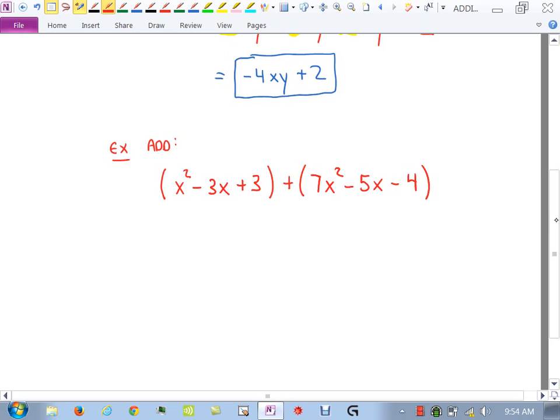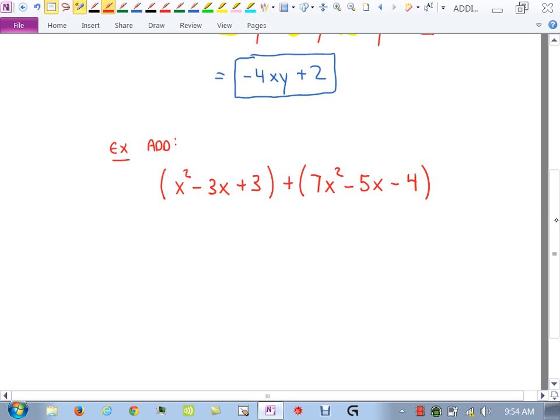So one of the first things I want you to notice is that we have addition, right? We have addition sitting between 2 sets of parentheses. Inside each of the parentheses, I have some terms. So in the first parentheses, I have how many terms here? 3 terms. In the second parenthesis, I have 3 terms. Now, in the first set of parentheses, are any of these like terms in just the first set? No. In the second set? No.